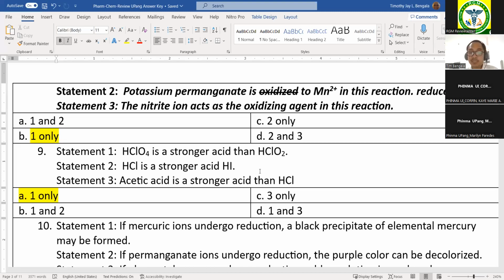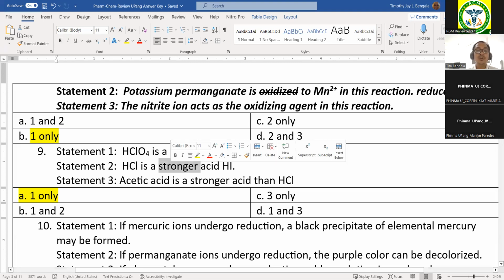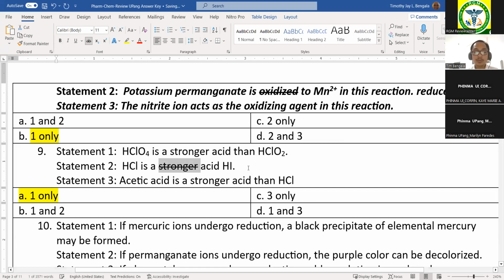Statement number 2. Statement number 2, we're only comparing binary acids. So for binary acids, ang titingnan natin is yung electronegativity. So yung mas electronegative, they produce weaker acids. So that means, di ba, HF nga is a weak acid, then followed by hydrochloric acid, with the strongest acid known, sa least electronegative, which is yung hydriodic acid. So for statement number 2, that is incorrect. So if I replace the word stronger with the word weaker, then the statement will be correct.